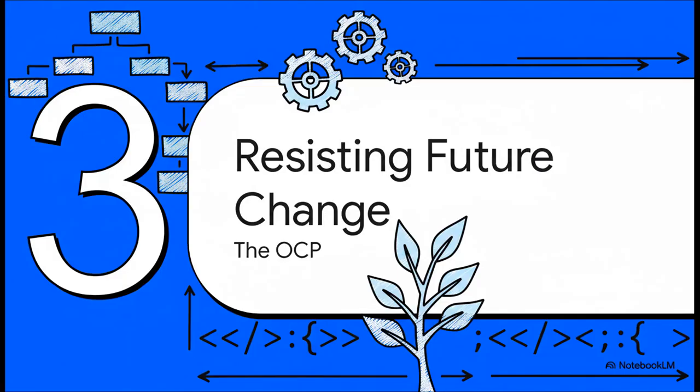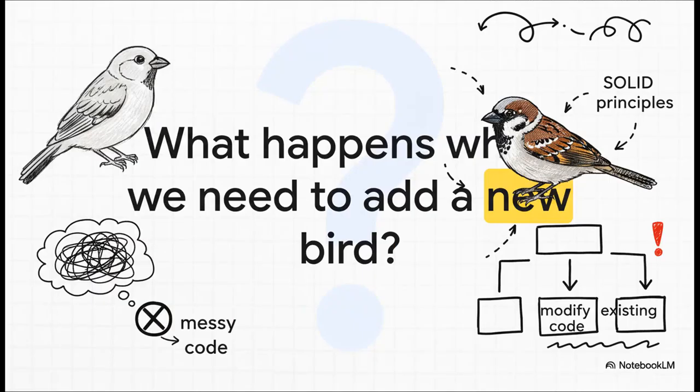This whole mess actually leads us perfectly into our next principle, which is the O in SOLID, the open/closed principle. And this one is all about building our code so that it's ready for the future, so it can evolve without completely breaking. Let's ask the million-dollar question.